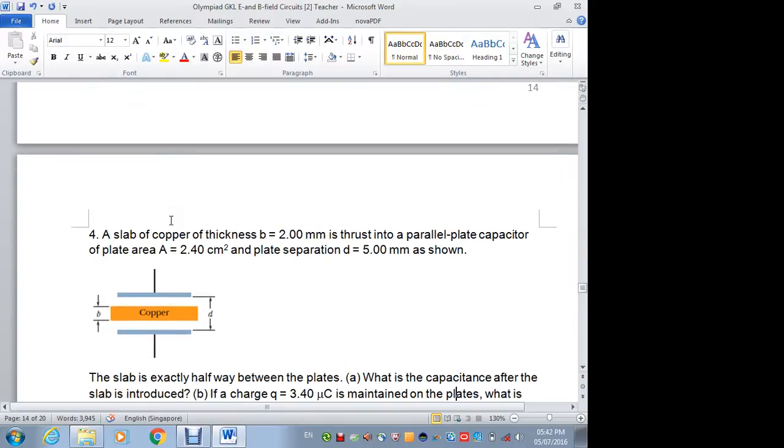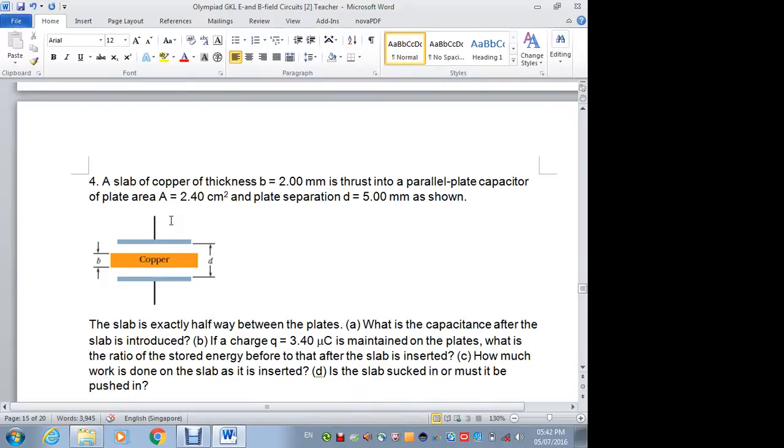A slab of copper of thickness b equals 2 mm is thrust into a parallel plate capacitor of plate area 2.4 cm squared and plate separation d equals 5 mm as shown. So d is given here and b is the copper slab. This is a quite interesting question, right? The slab is exactly halfway between the plates. What is the capacitance after the slab is introduced? If a charge Q is equal to 3.4, this one is later on.